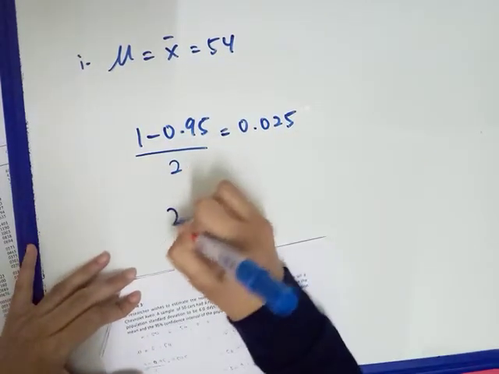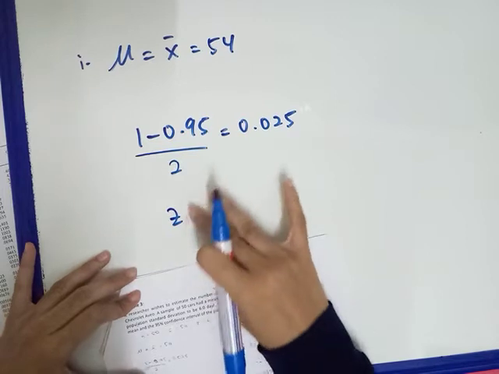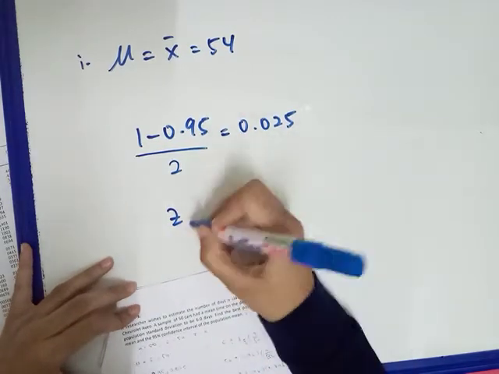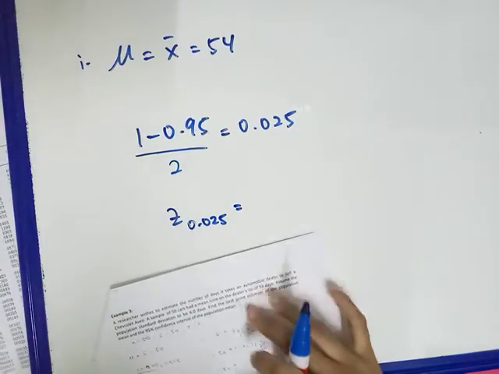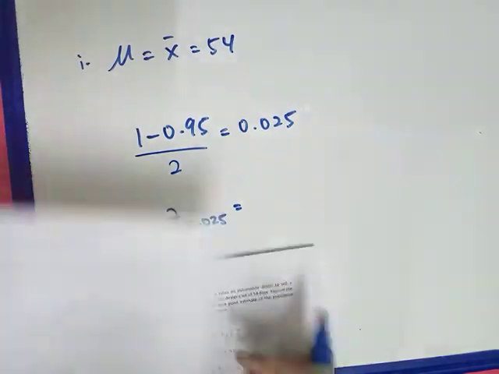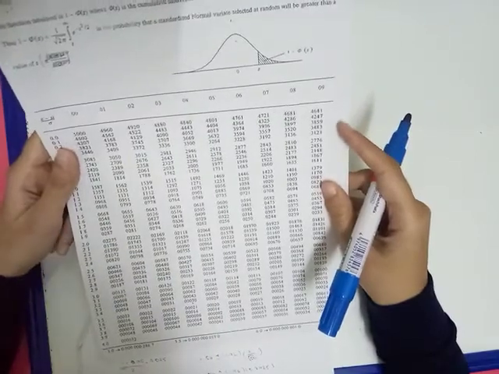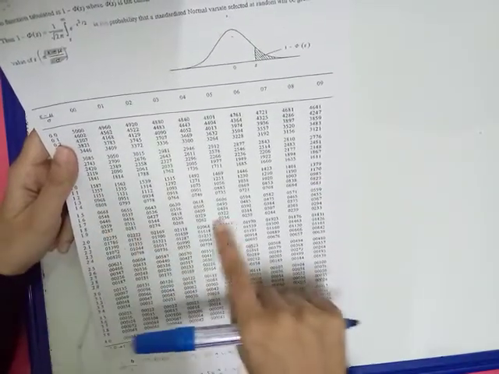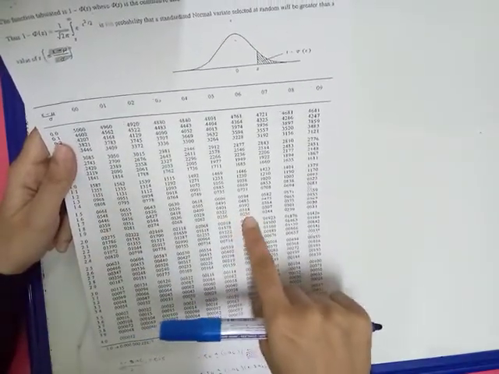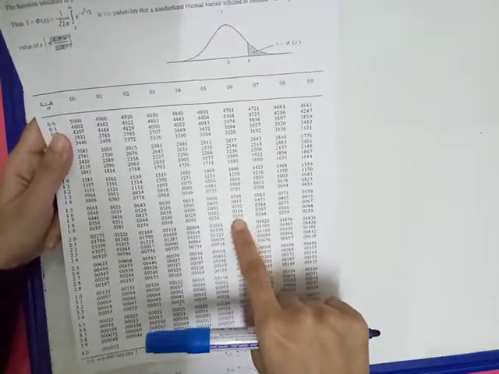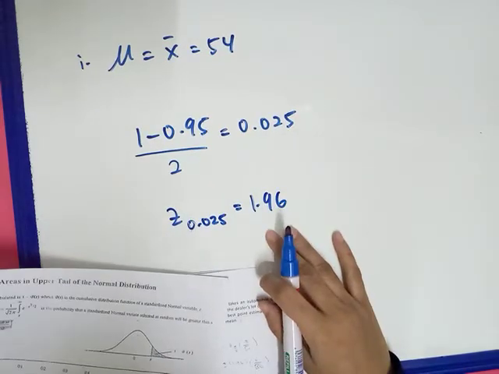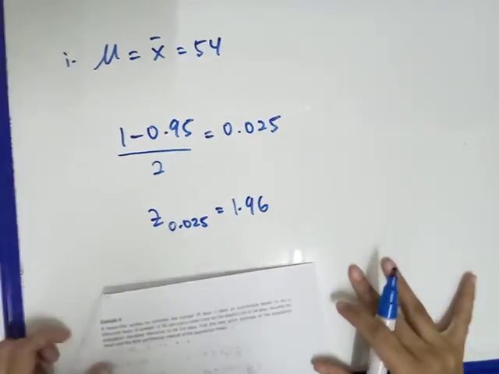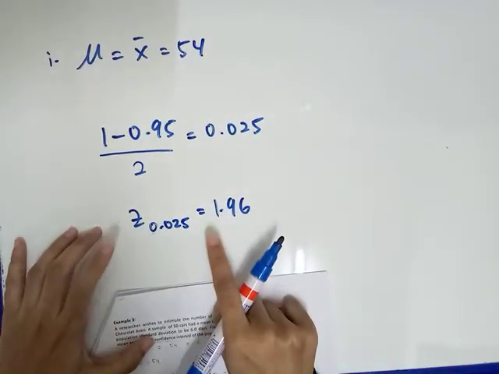Okay, we need to find the z value. This z value is for the probability in the right tail. So you have to use the statistics table, 0.025 kat sini tadi. Kalau awak tengok pada table statistik awak, it is 1.96. So this is the z value. This is the first step: you need to find the z value first.